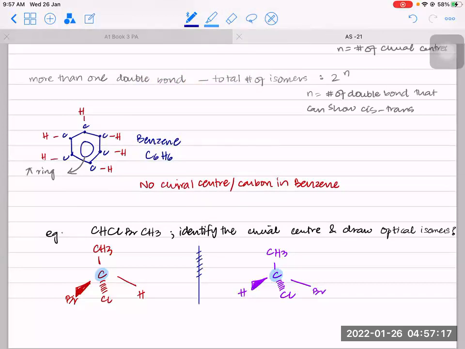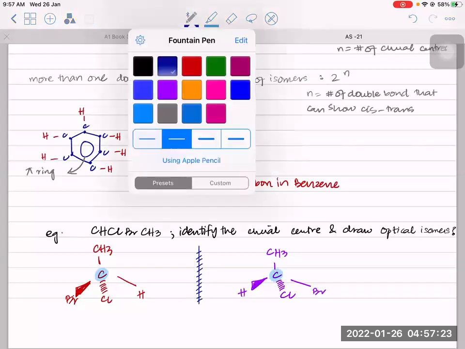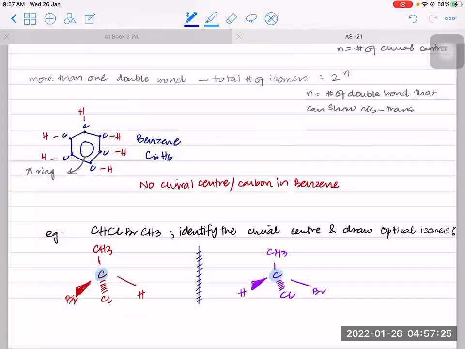And this right here is the chiral center. You can mark the chiral center with an asterisk. Clear? All good? Any questions? Do you guys understand this? Kids online, do you get it?